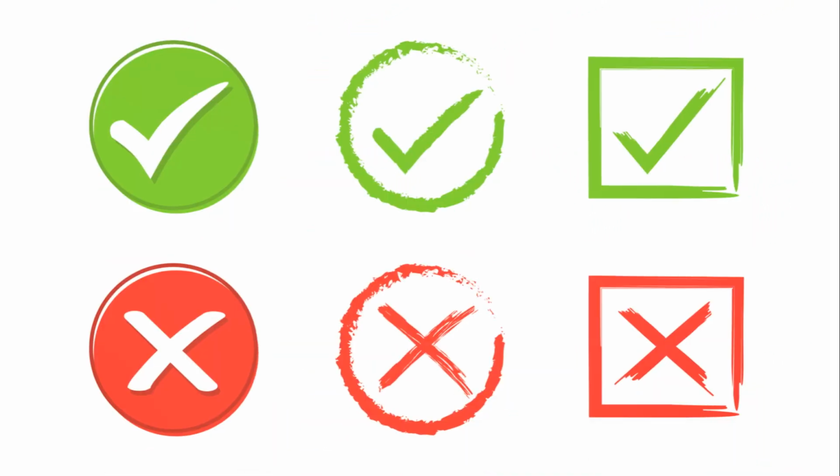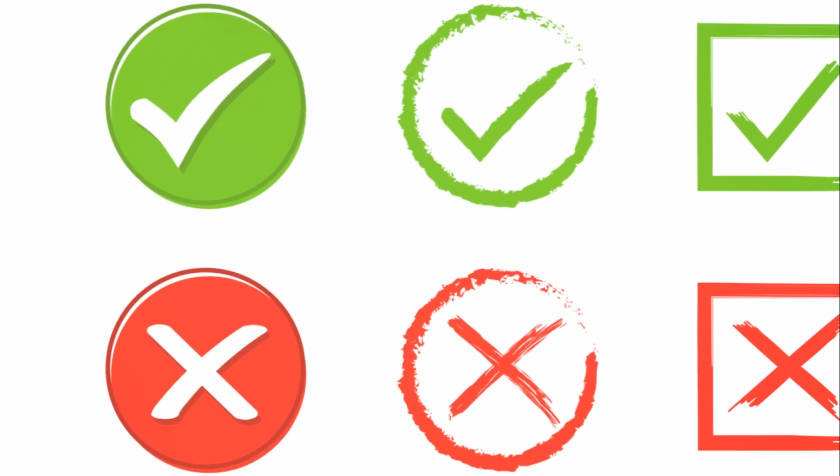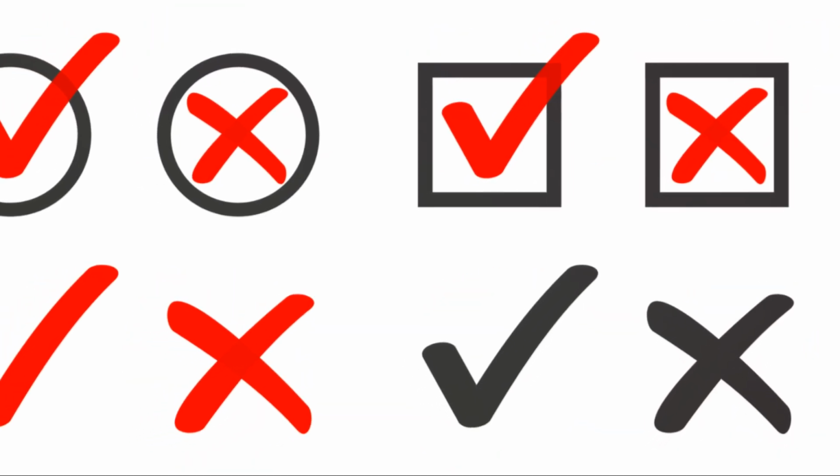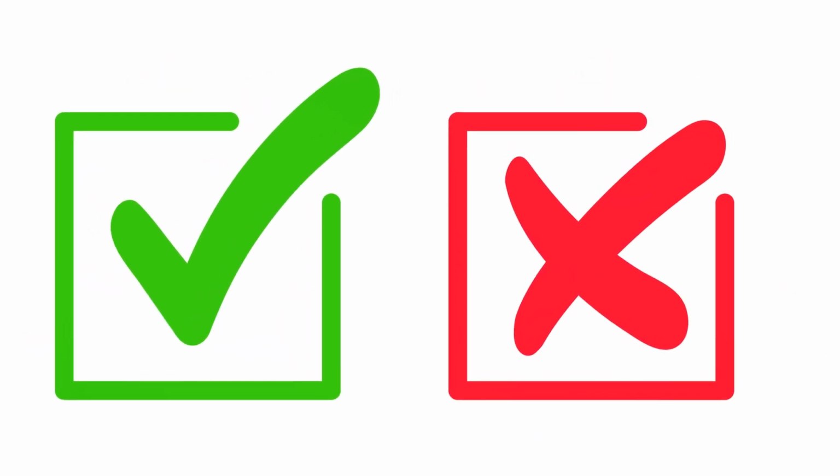Picture a square divided into 4 smaller squares. The top left square represents true positives, or TP. These are instances where the model correctly predicted the positive class. For example, imagine we have an email spam filter. A true positive would be when the filter correctly identifies a spam email.